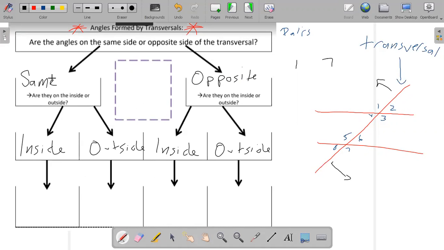Now, if they're on the same side and they're on the inside, these are called consecutive interior angles. If they're on the same side and they're on the outside, they are called consecutive exterior angles. Okay, same side means consecutive, inside means interior, outside means exterior. Let me know if you have any questions about that.